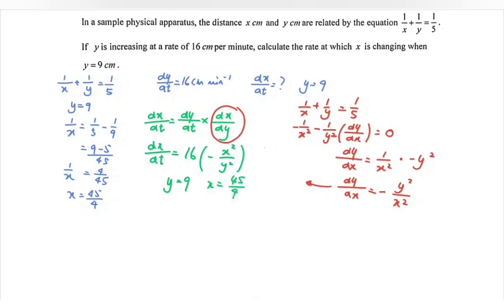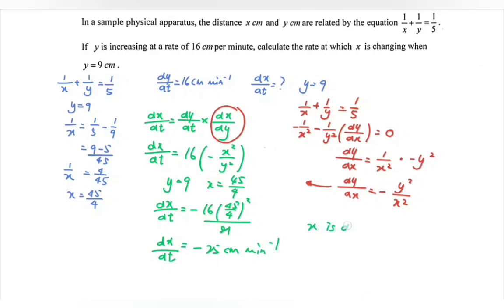the value of x is 45 over 4. By referring to the calculator, we will have dx/dt equals negative 16 times x squared, which is (45 over 4) squared, over 81. So dx/dt is negative 25, with units cm per minute negative 1. So x is decreasing at the rate of 25 cm per minute.